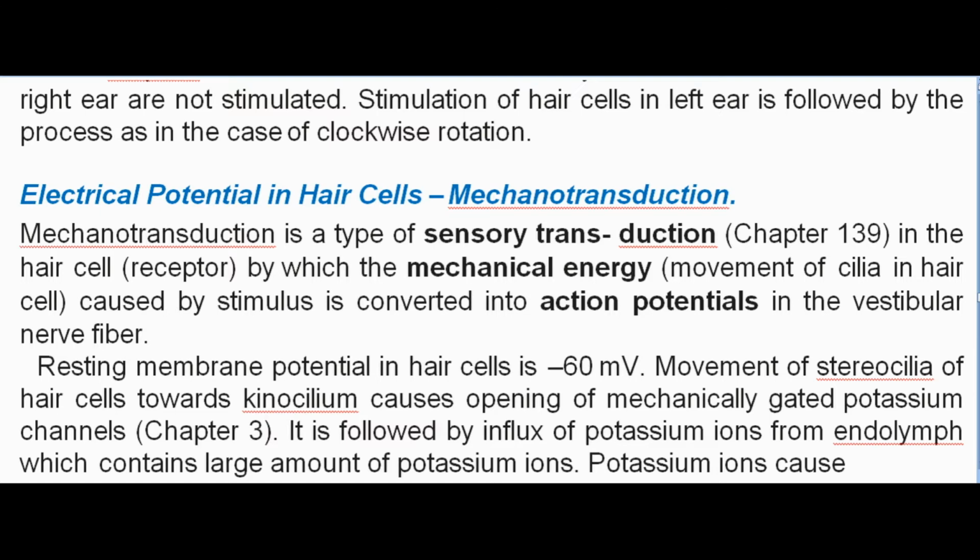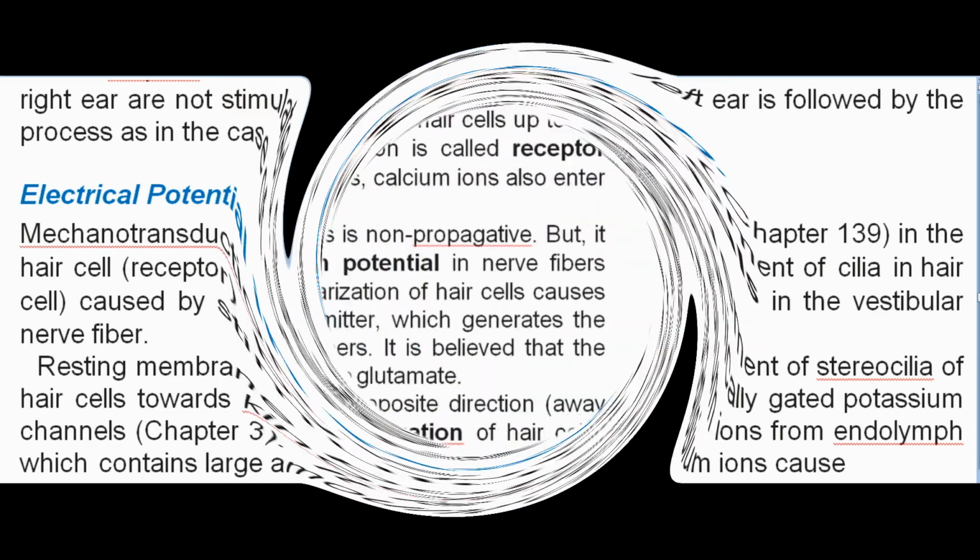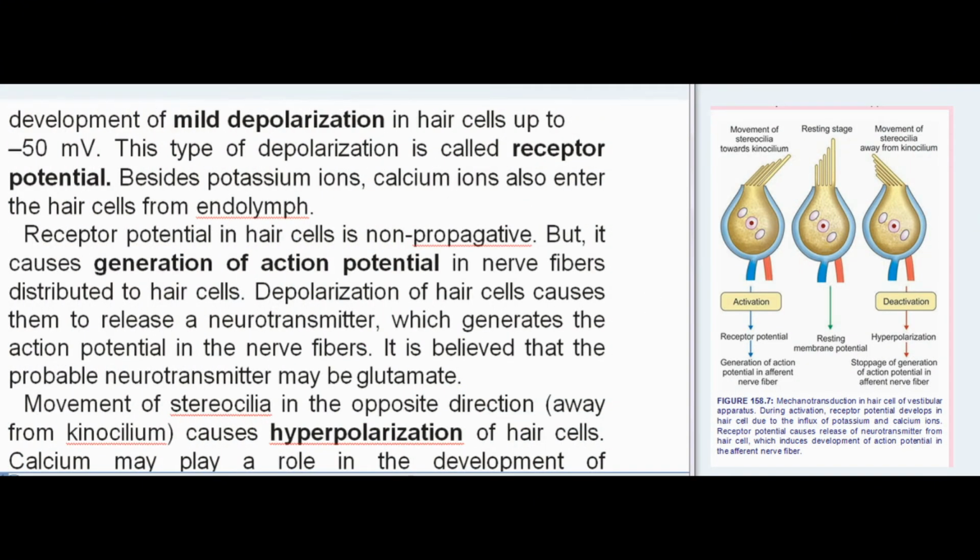Movement of stereocilia of hair cells towards the kinocilium causes opening of mechanically gated potassium channels, chapter 3. It is followed by influx of potassium ions from endolymph, which contains a large amount of potassium ions. Potassium ions cause development of mild depolarization in hair cells up to -50 mV. This type of depolarization is called receptor potential. Besides potassium ions, calcium ions also enter the hair cells from endolymph. Receptor potential in hair cells is non-propagative.